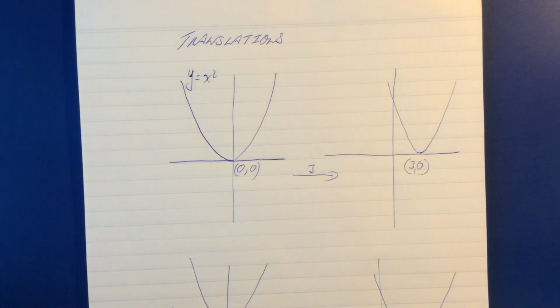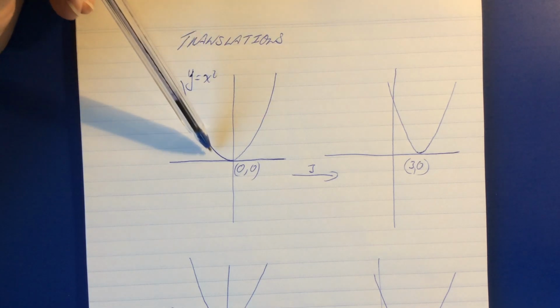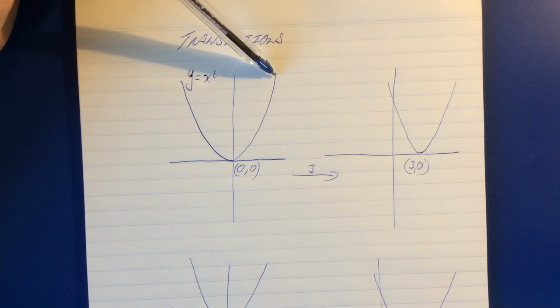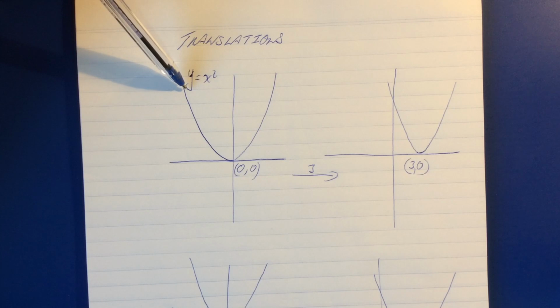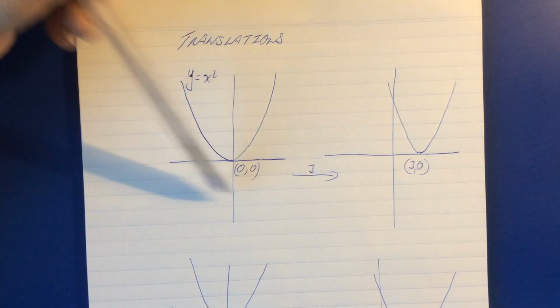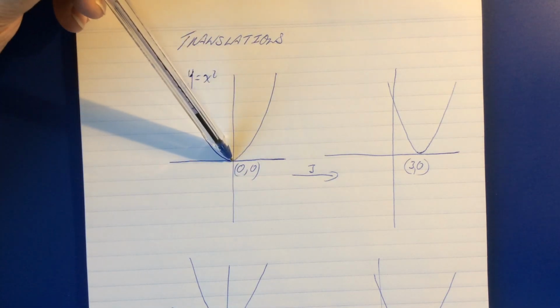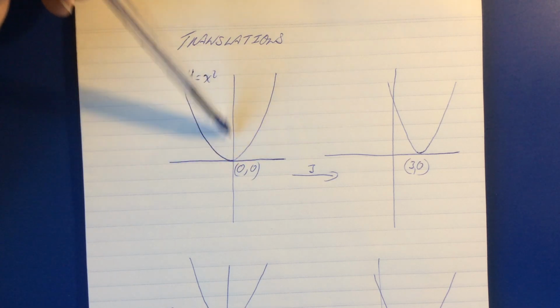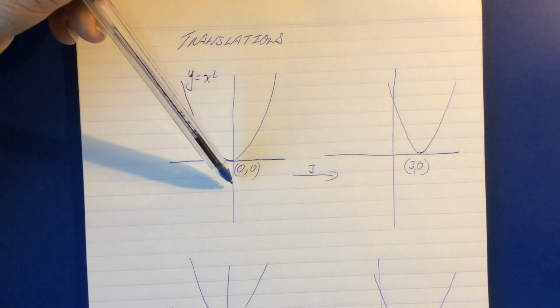Today I'd like to talk about translations, what they are, how we achieve them. So, a translation basically involves moving a graph. It doesn't have to be a parabola, but just for ease of demonstration, that's what I'm using. Moving it within the bounds of a Cartesian plane, which means that you can move it left or right or up and down.